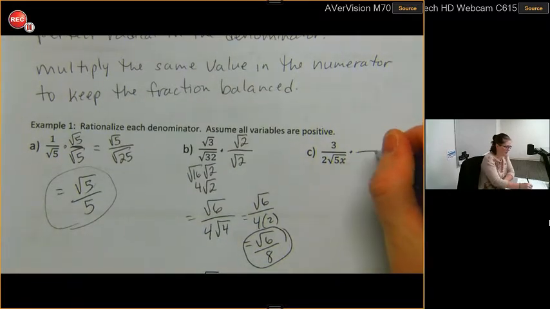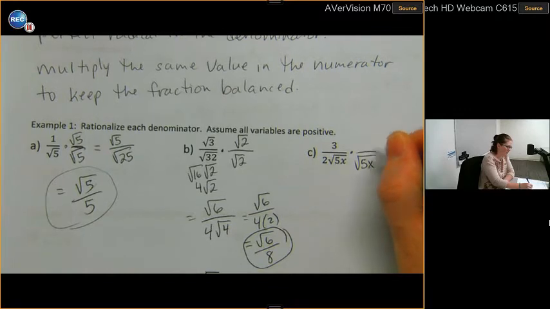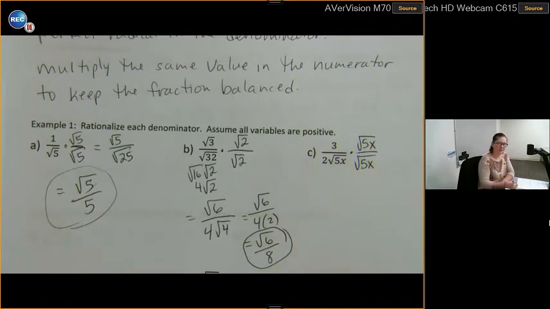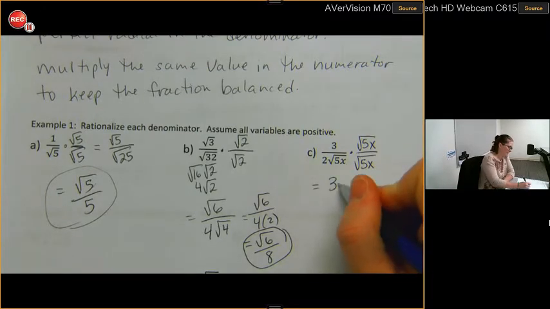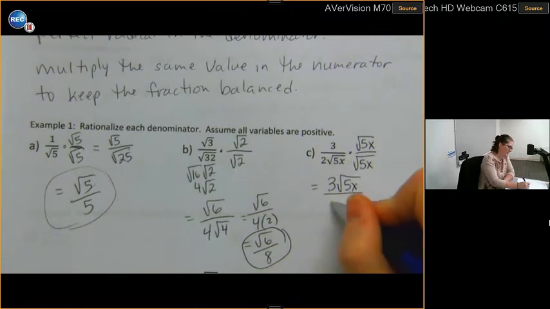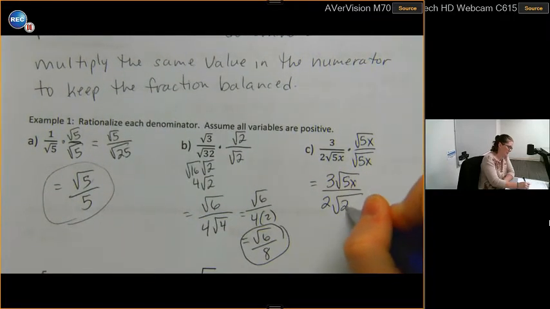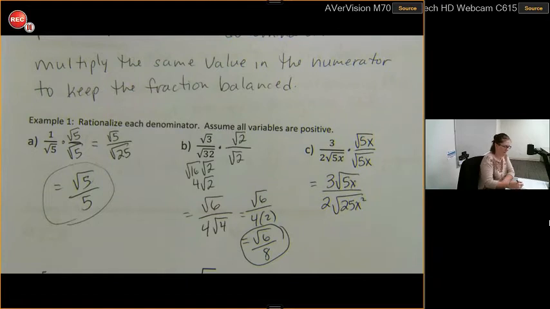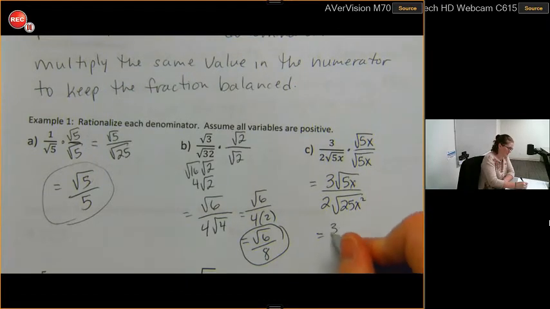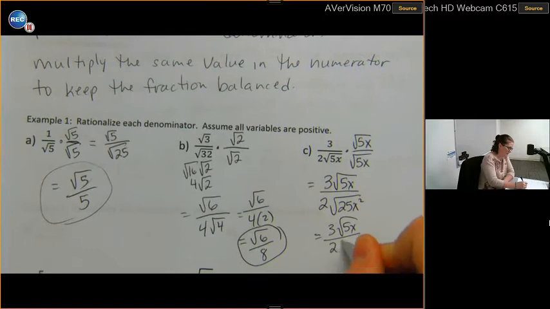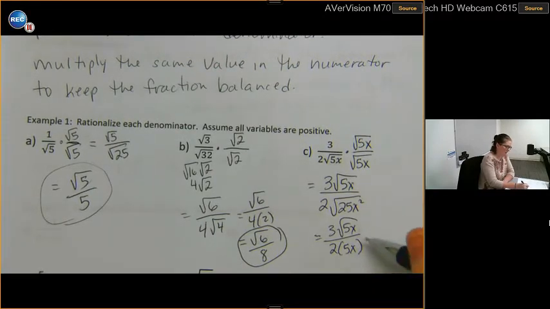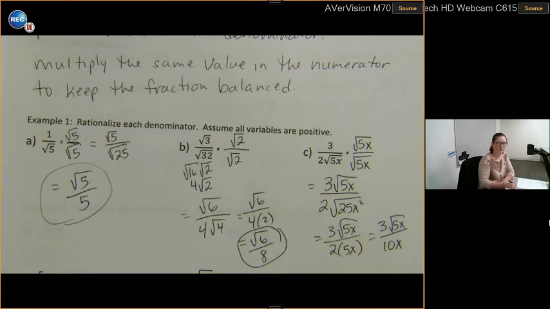Part C, my radical is the square root of 5x. So that's what I'm going to multiply in both the numerator and denominator. So in the denominator, the 2 is in the front still, and then I have 25x squared. And the square root of 25x squared is just 5x. So I end up with 3 square root of 5x over 10x.